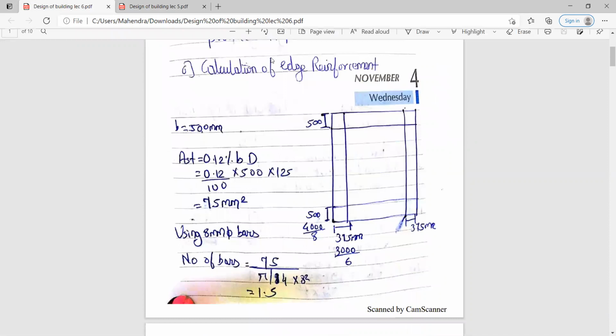So for the edge reinforcement, what was your size? Total 3000 by 6. So it will come up to 375. So this corner, what will be its width? 375 mm. And its depth will be total 4000 by 8. So it will be 500. Then B will be of 500.